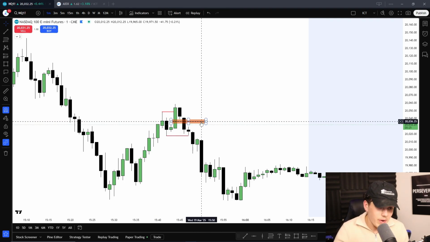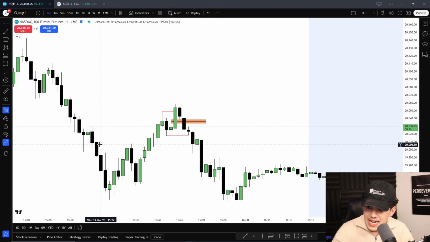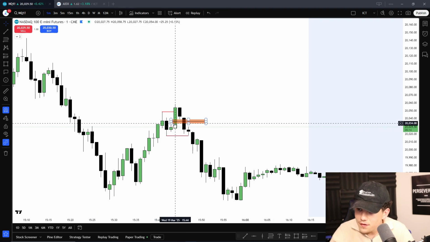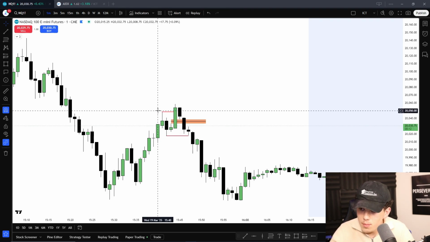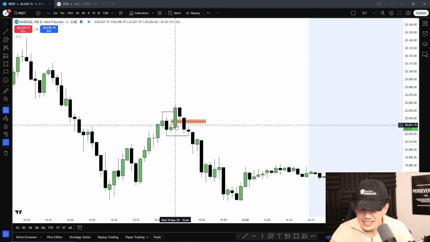Now, here's where I'm going to go deep. Inversion fair value gaps are best used after the candle that gets disrespected took a form of liquidity. What do I mean by that? Don't just take every inverted fair value gap. Wait for a fair value gap that breaks a form of liquidity and then gets inverted. That's a valid inversion fair value gap.